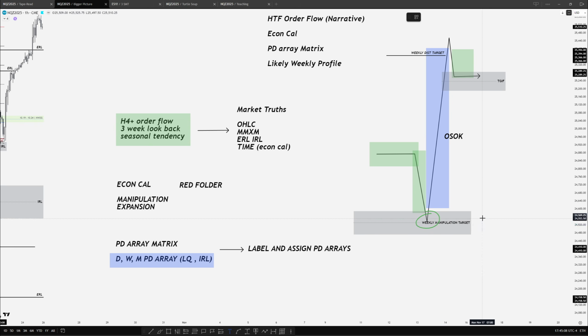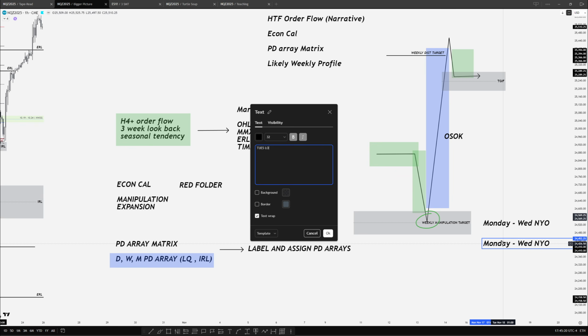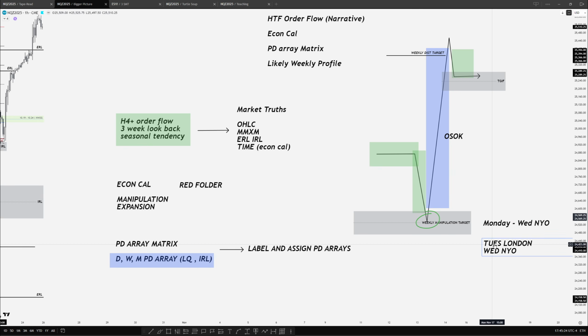you want to see this tagged preferably between the times of, we'll say, Monday and Wednesday New York open. Okay, the probabilities increase if we're bullish for the weekly low to be formed between Tuesday London and Wednesday New York open. All right, so if we're bullish and we see it drop into that daily gap on a red folder news day, let's say Tuesday during the London session, and you have a bunch of other things. What are those bunch of other things?